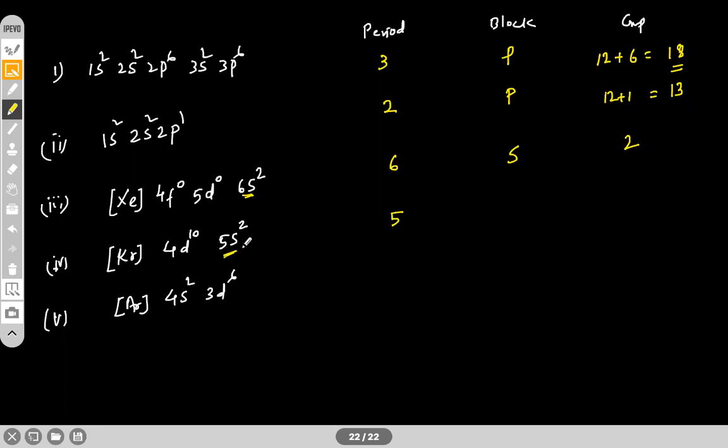Energy also, if you see, the 5s energy is n plus l value, and this one is 7, right? This has more energy, so it fills later, right? So the period is 5, block is D, and for D block we have the formula: 2 plus the number of electrons in the N minus 1th D subshell, that is 10. N is this, N minus 1 is 4, 10, so 2 plus 10, that is 12. This one, again the same thing. 4d, 2 plus 6, that is 8, the 8th group.